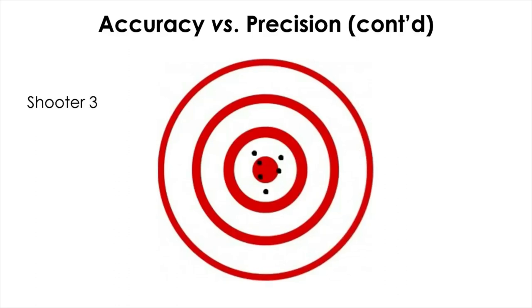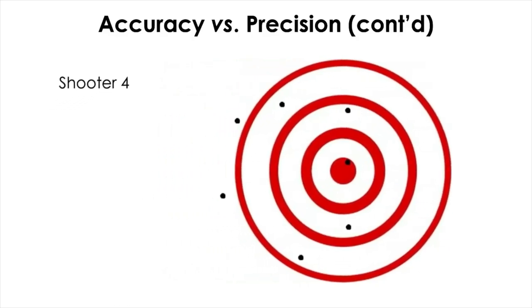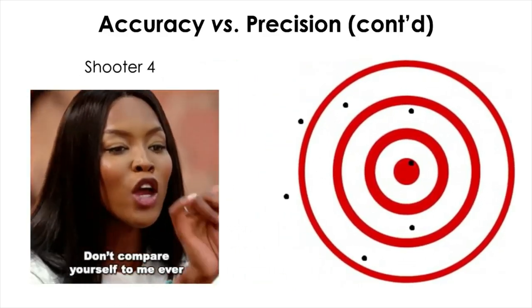Now, this shooter is less accurate compared to the first shooter, but better than shooter 2 in terms of accuracy, as the shots are more or less scattered around the center. However, the precision of this shooter is less than the previous shooter 2, as the shots are more spread out. And finally, whoa, look at this. Of all the shooters, this one is the worst in terms of both accuracy and precision. The shots are all over the place, and I can call this shooter a lousy shooter.